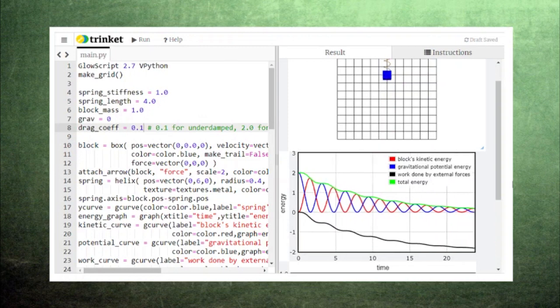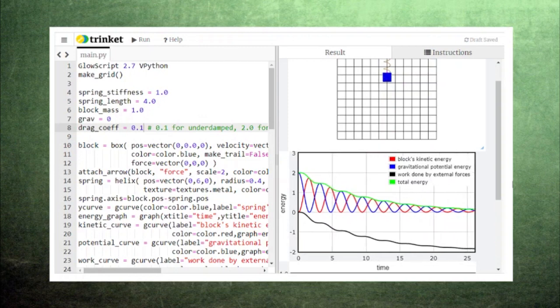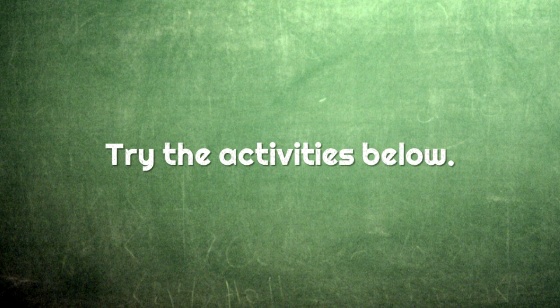You'll get to see what happens with the driving force in the activities linked in the description below. You have now learned how to study the various types of energy involved in spring oscillations.